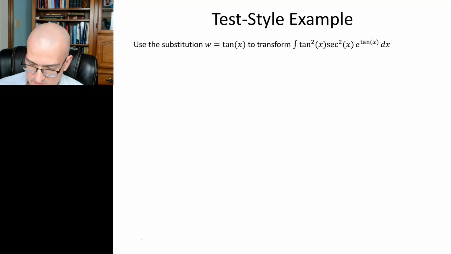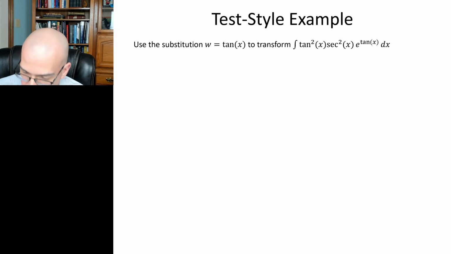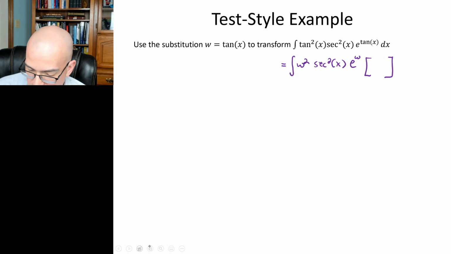All right, here's another one. Looks nasty. We have antiderivative of tan squared times secant squared times e to the tan of x. And we're going to use the substitution w is equal to tan of x to transform this thing. So I have tan squared. That's going to turn into w squared. I have secant squared. Nothing good happens there. And e to the tan of x becomes e to the w. And we know we have to get rid of that dx. Put it in terms of dw.